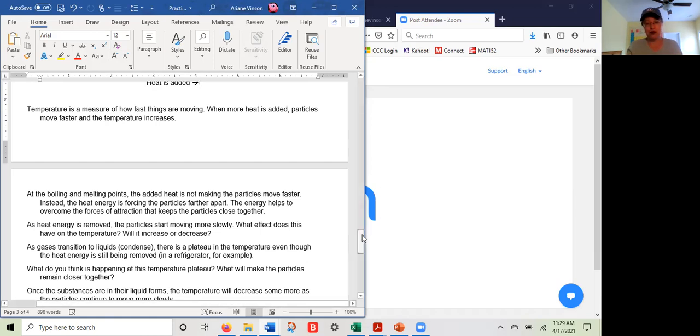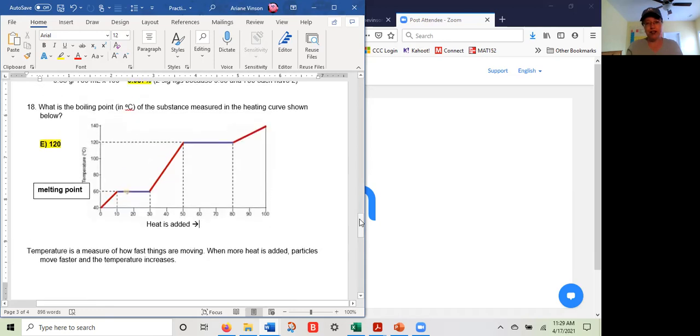So looking at this in reverse, if I start up here in the gas phase with everybody just on their own, zipping and zapping everywhere, dancing and spinning on their own, heat energy removed or music slowing down, they hit the plateau where they start reforming forces of attraction. Music continues to slow as they start to pair up. Then there's a point where everybody's paired up, we're moving into a liquid phase.